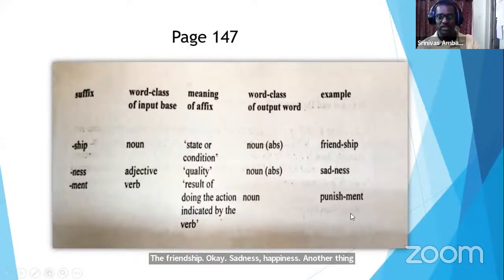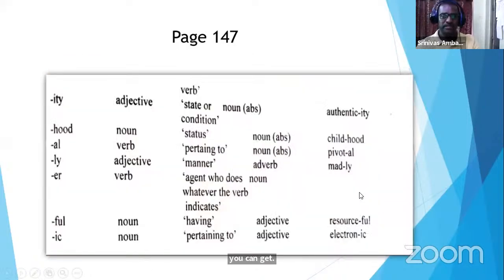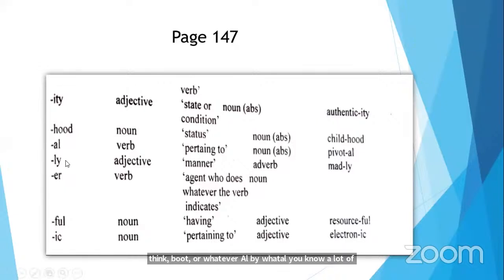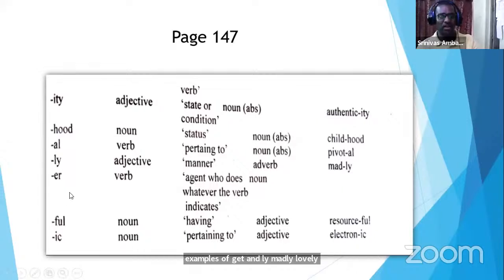Meant, punishment, retirement. You can write some examples, whatever you can get. You need not remember all this. Clear? Then one more category. Suffix ity: authenticity, simplicity, posterity. Hood: childhood, Bollywood, or whatever. Al: pivotal, a lot of examples you'll get. And ly: madly, lovely, okay, and all.